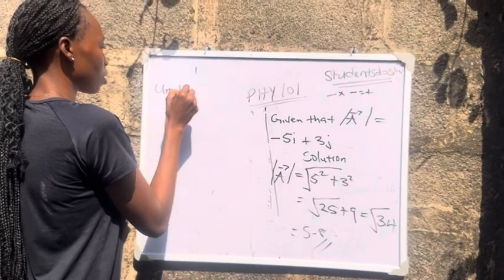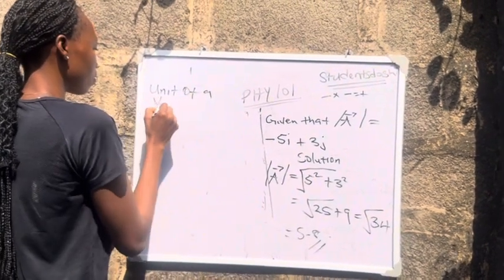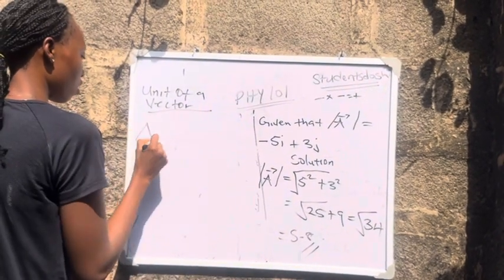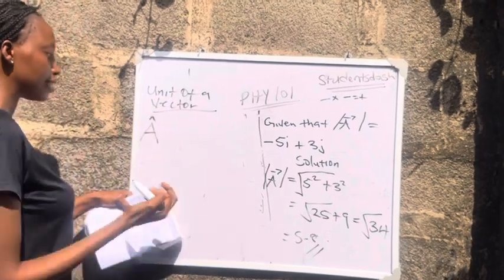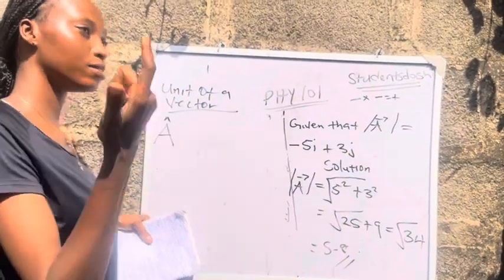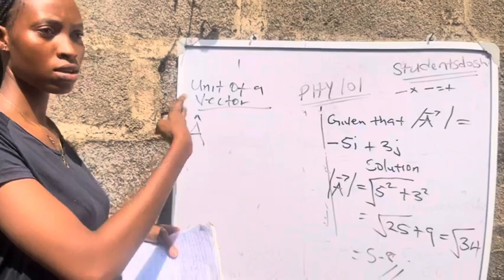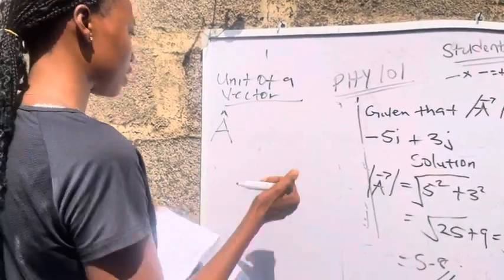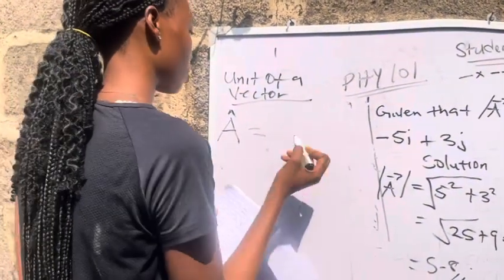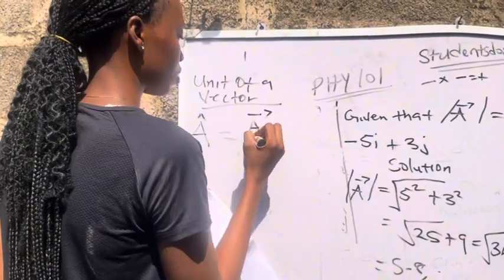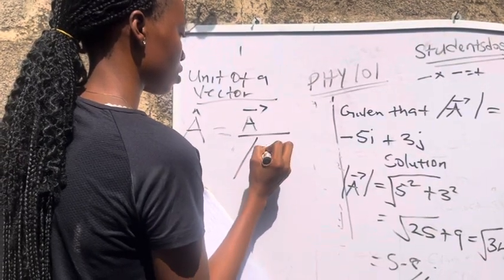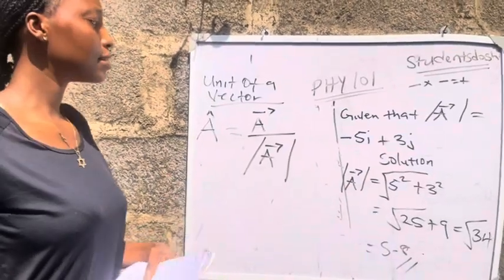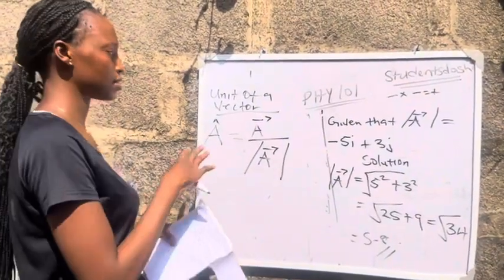Units of a vector. We have A, and this one carries a cap. This signifies the unit. Remember, if you can recall, I said it when I was talking about the magnitude of a vector, that this signifies the unit of a vector. So let's proceed. This is the formula for solving the unit of a vector. Then let's solve one or two problems under these units of a vector.